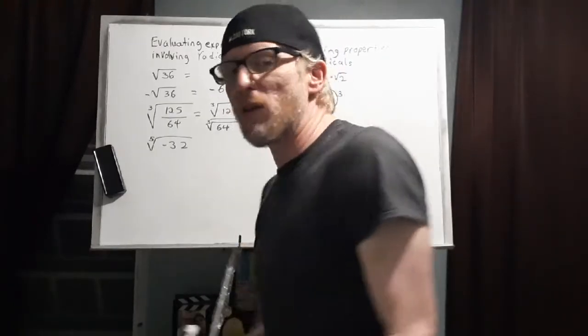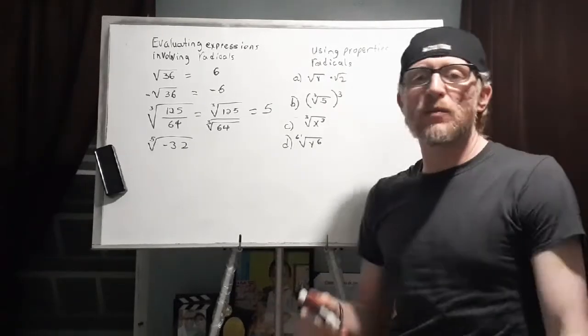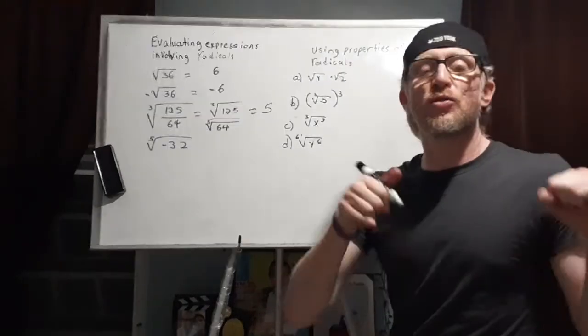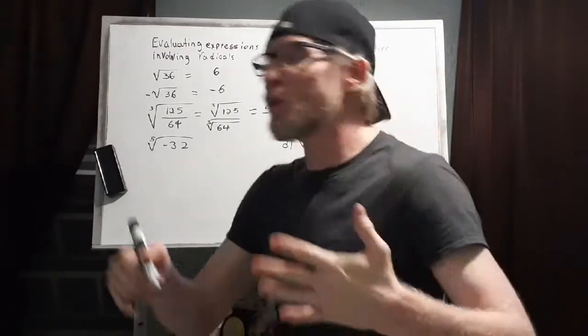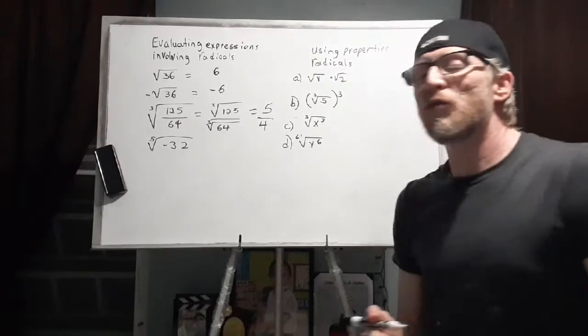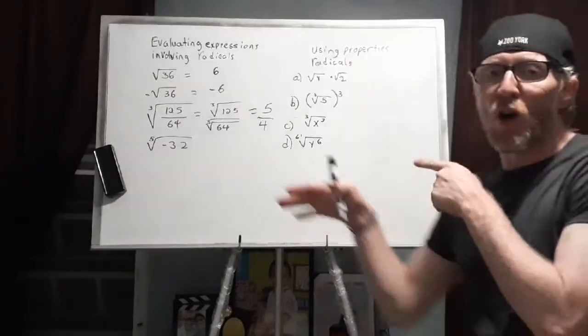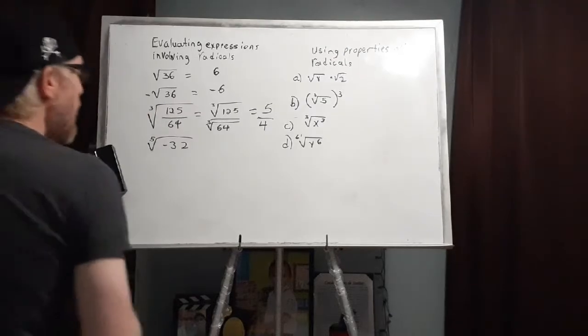Now, if I want to do the same thing with 64, it's the same. What number multiplied by itself 3 times equals 64? In this case, it's 4 because 4 times 4 times 4 equals 64. So we simply say that the cube root of 125 over 64 equals 5 over 4. Now, if we have the fifth root of negative 32.